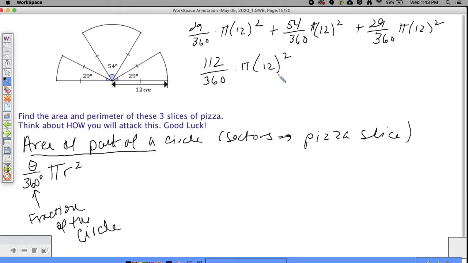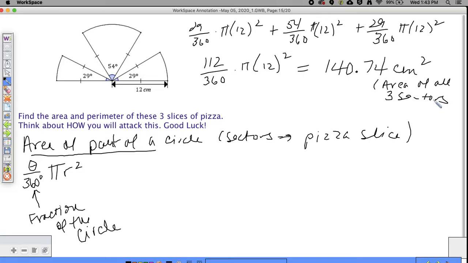So if I take that, divide it by 360, and then just hit times 12 squared times pi, the total area of all 3 slices is 140.74 square centimeters. Because remember, area represents how much space is inside of these 3 shapes. So this takes care of the area of all 3 sectors, okay? So you should check your answer to see if that's what you got.